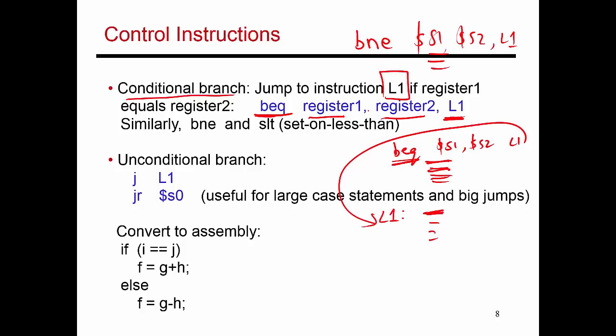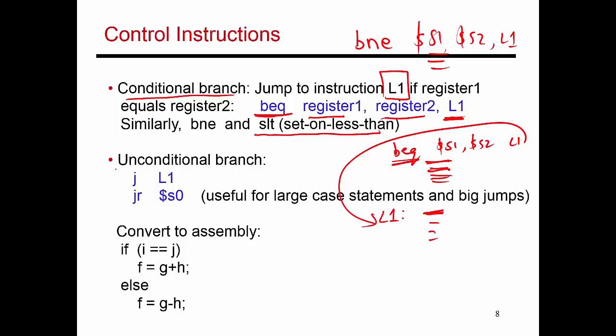In addition to these two instructions, you also have a special instruction that is set on less than, which is not itself a branch instruction, but it sets a certain value based on a comparison of two registers. We will see an example of this later. So you essentially need to do a set on less than, and then follow it up with a branch instruction that looks at the result of the set on less than.